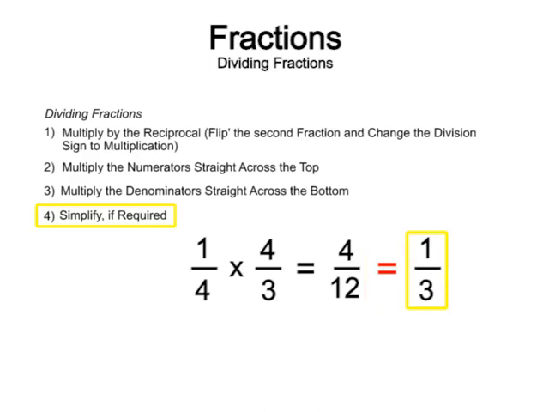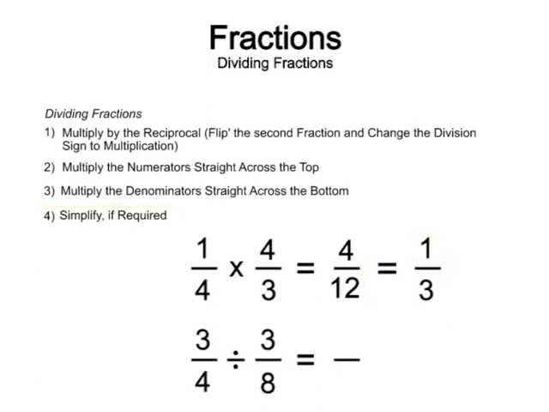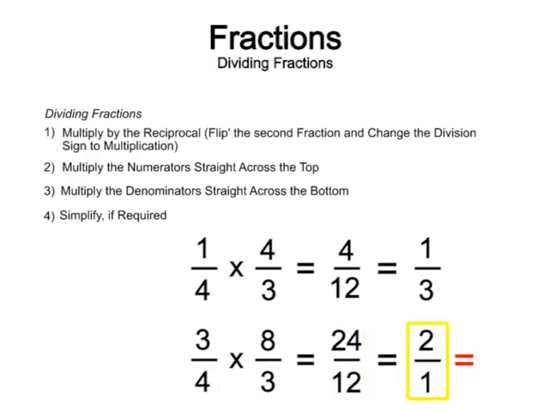Here's another example. 3/4 divided by 3/8. First, find the reciprocal, which is 8/3, and change the division sign to multiplication. Then multiply straight across the top to get 24 and straight across the bottom to get 12. Finally, simplify and get 2/1, which reduces to 2.